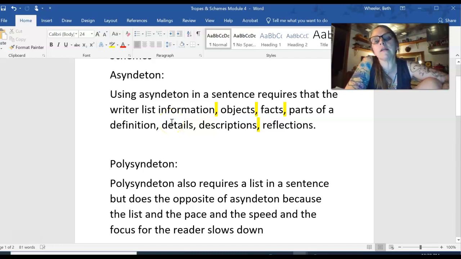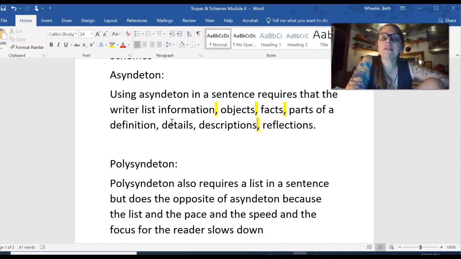So using asyndeton in a sentence requires that the writer lists information, objects, facts, parts of a definition, details, descriptions, reflections. No and at the end, no and anywhere, just commas. This is a correct sentence. This is rhetorical style, and I want you to practice with this so that you have a different type of sentence in your writing.